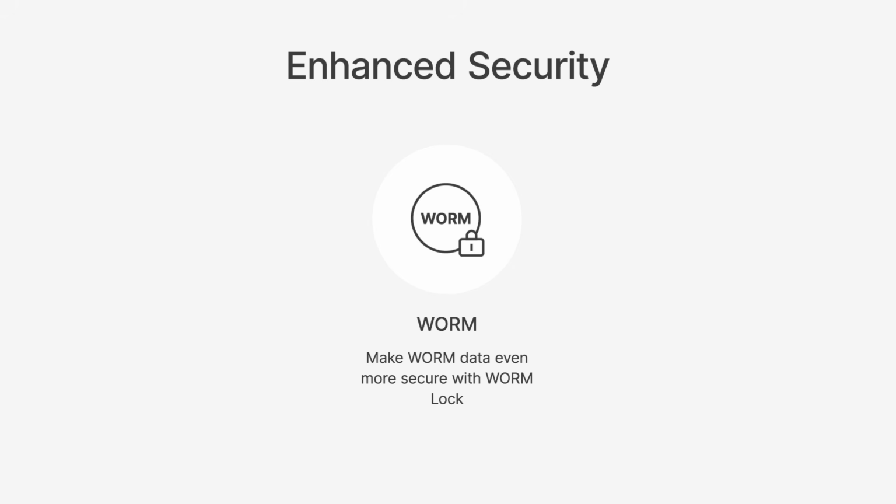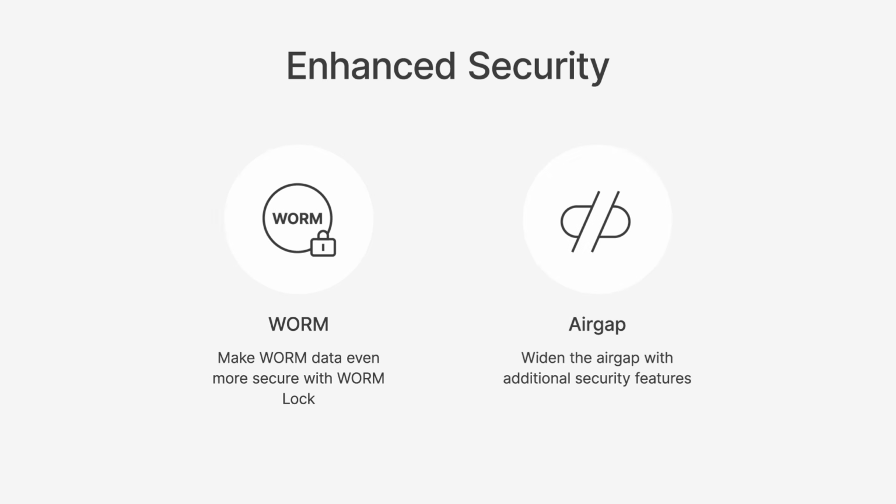Now let's talk about some of the improved security measures inside of ActiveProtect Manager. We've made some changes to the write once, read many, or WORM features, and we've also changed how the air gap operations work whenever you do have that enabled on your ActiveProtect appliances.